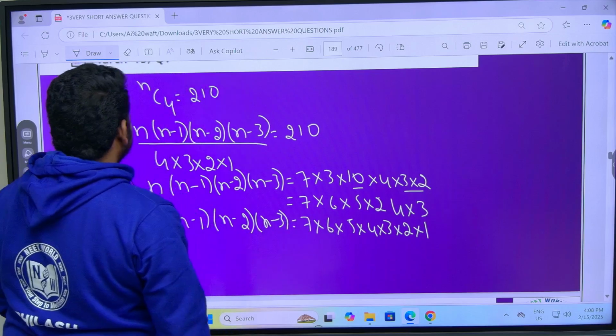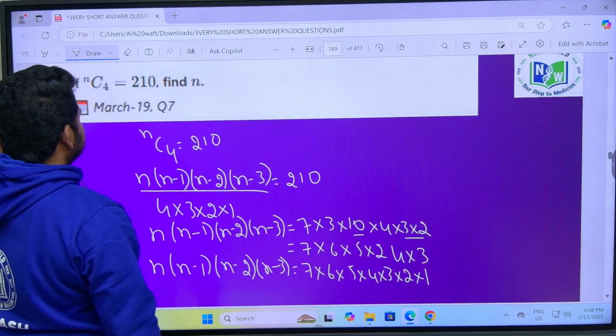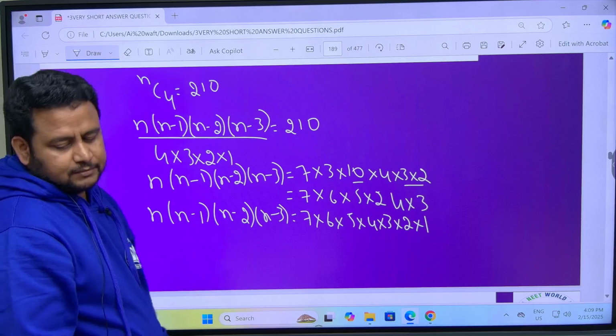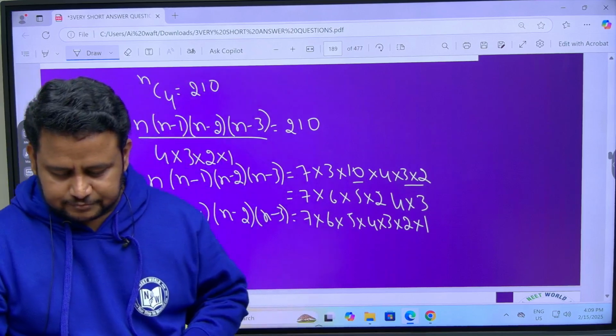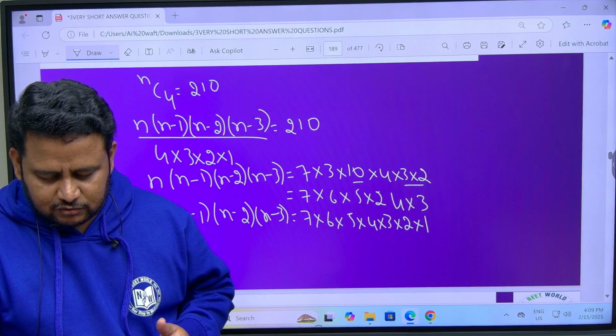Something like that. So they are asking us to find n. So n will be equal to what, friends?